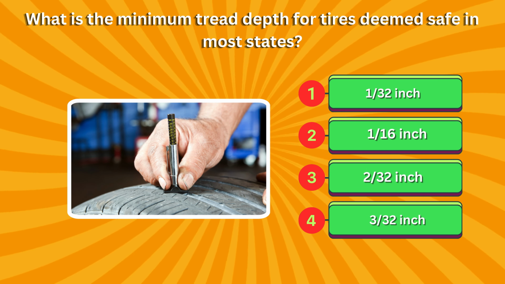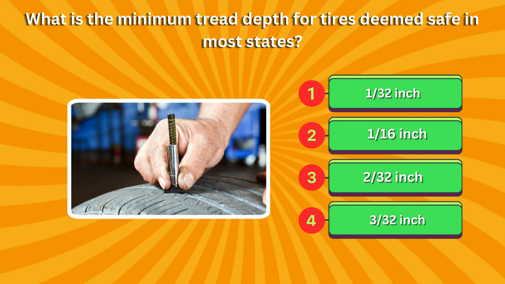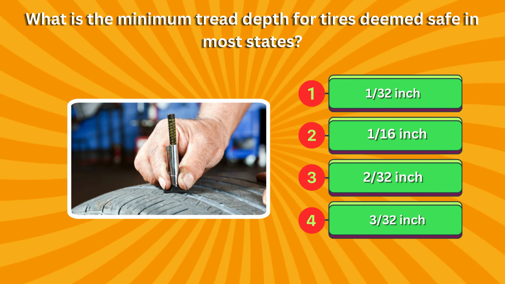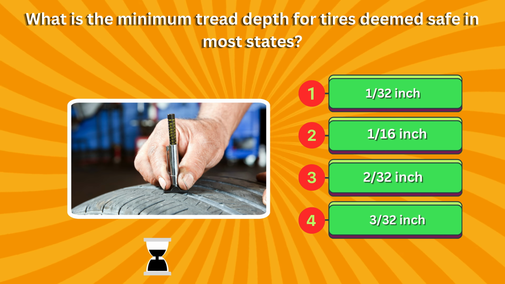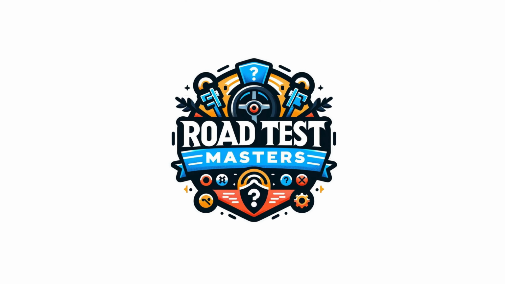What is the minimum tread depth for tires deemed safe in most states? 1/32 inch, 1/16 inch, 2/32 inch, 3/32 inch. 2/32 inch. What does it mean when a traffic light is showing a steady yellow light?